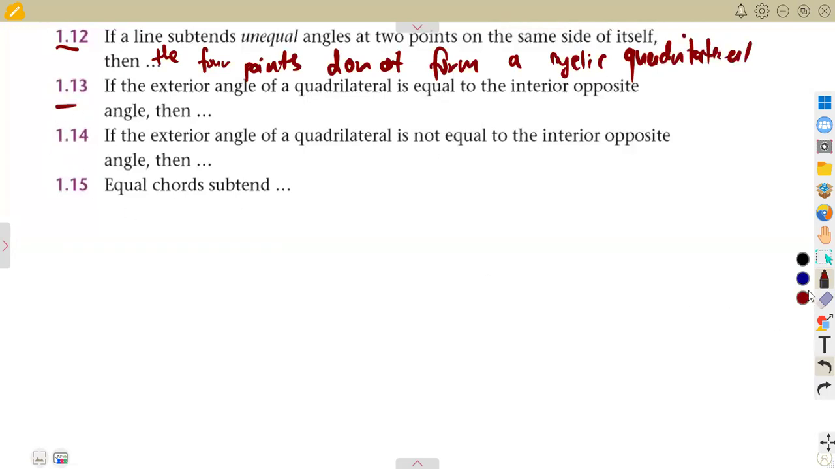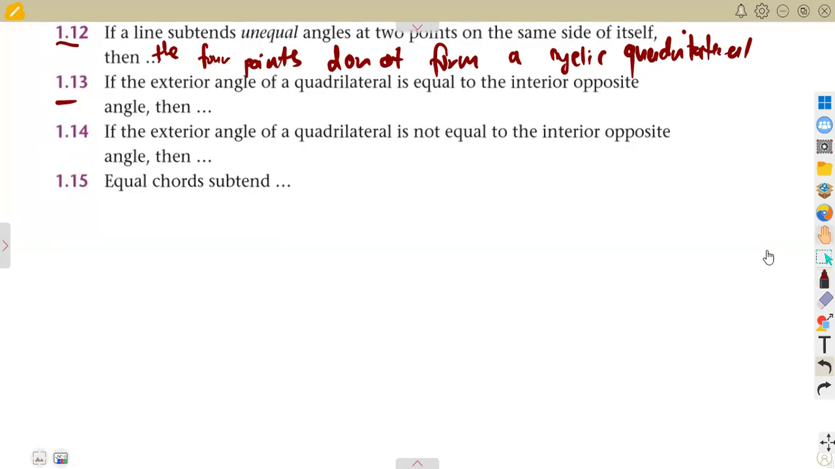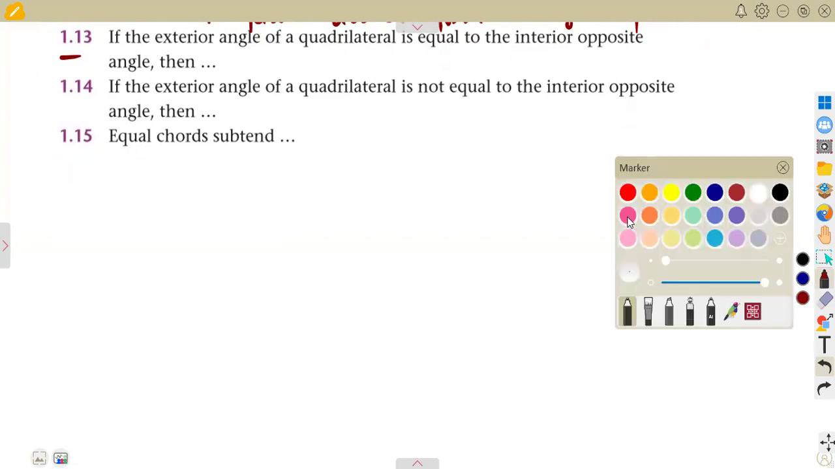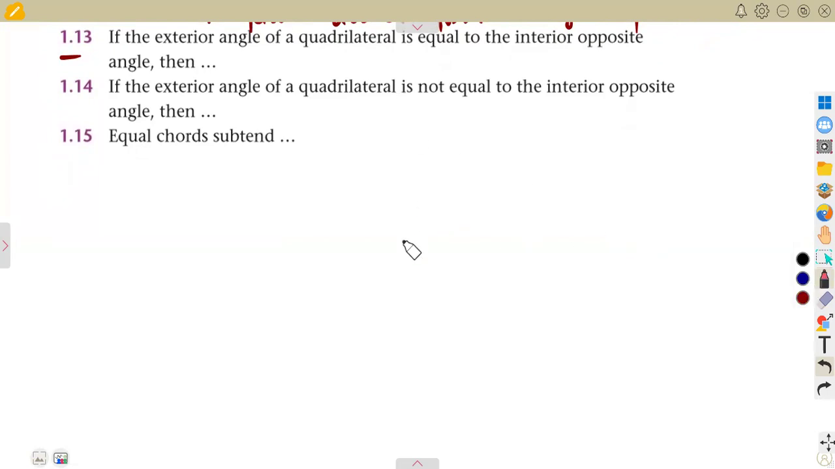Then 1.13: if the exterior angle of a quadrilateral is equal to the interior opposite angle. Guys, you know, it's the converse concept. It's a reverse. So you need to know the theorems first, so that you know the reverse of what is happening there. All right. So just revise your theorems 1 or 2. There you're going to understand what exactly is happening here.